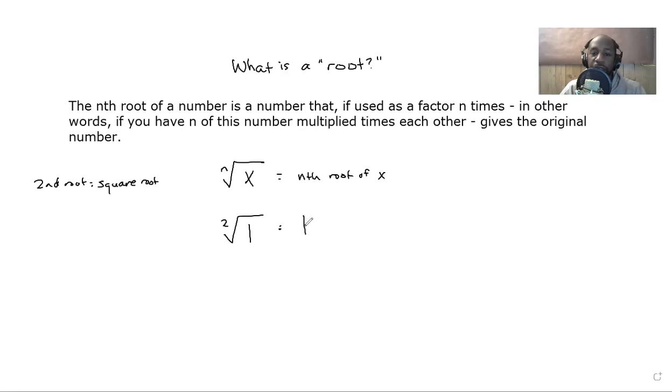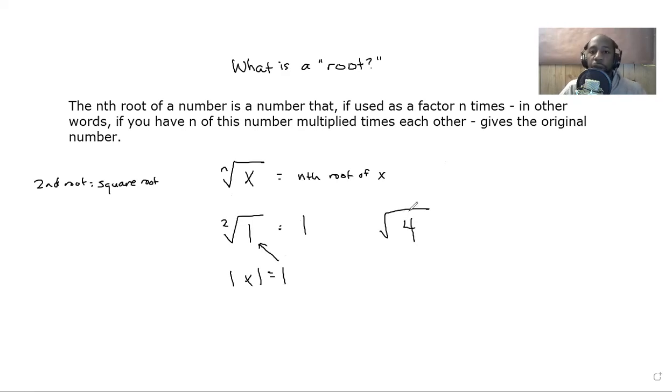Because if you use it as a factor 2 times, in other words, if you have 2 1s multiplied times each other, 2 is determined by that n, you get the original number. Okay. So this may not be the best example because all you have is 1s here. But let's look at this. Let's look at the second, or we're going to start to call it square root. Let's look at the square root of 4. Square being the second root.